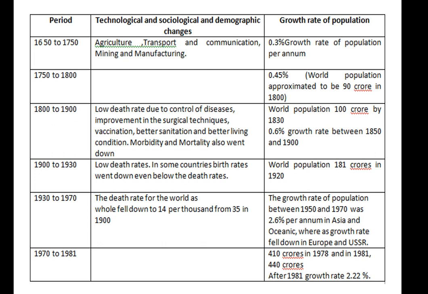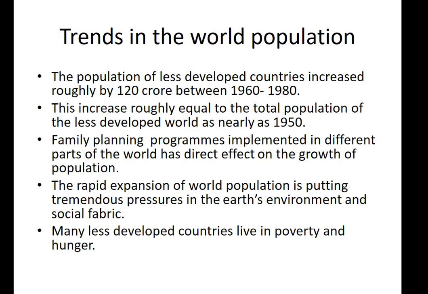From 1970 to 1981, the trends are like this: 410 crores was reached in 1978 and in 1981, 440 crores was reached. After 1981, the growth rate was 2.22%. Now let's look at the trends overall. The population of less developed countries increased roughly by 120 crores between 1960 and 1980. This increase roughly equals the total population of the less developed world as of 1950.